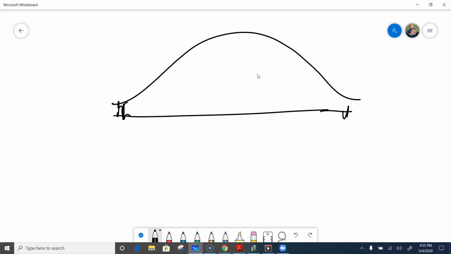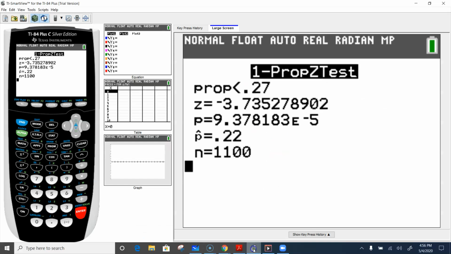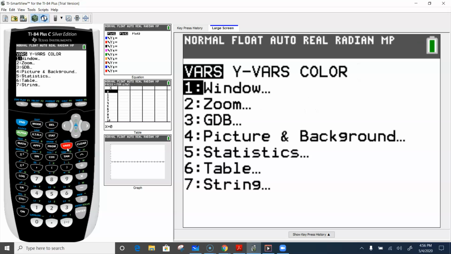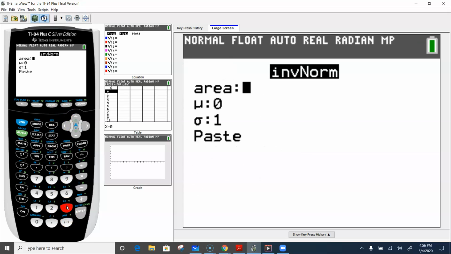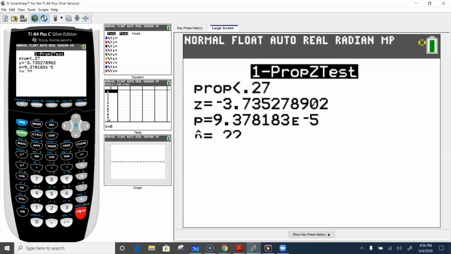So it's not 1% in each tail, it's 0.005 in each tail. You have 99% in the interval between them. Since it's a 2-tail test, the way I get my critical value is second VARS, number 3, inverse norm. Remember, the area is the area to the left, so you're going to use either 0.005 or 0.995. This will get us our critical value.